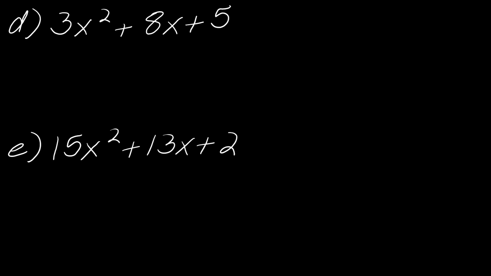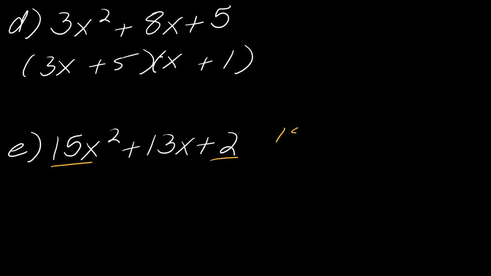Okay, so doing trial and error for the first one. So this is going to be 3x and x, and then plus 5 and plus 1. And so 5 times 1 will give me the 5, 3x times x will give me the 3x squared, and then I have 5x plus 3x, so I have 8x. Okay, so now let's compare that to the AC method.